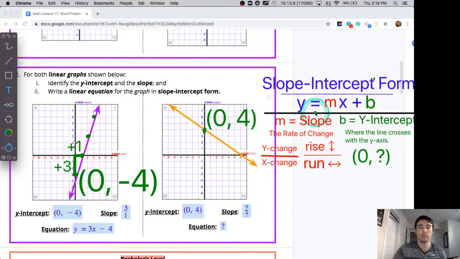The slope then is going to be measured by rise over run. Again, we'll need 2 data points to measure slope. I'm going to go ahead and use this data point right here.